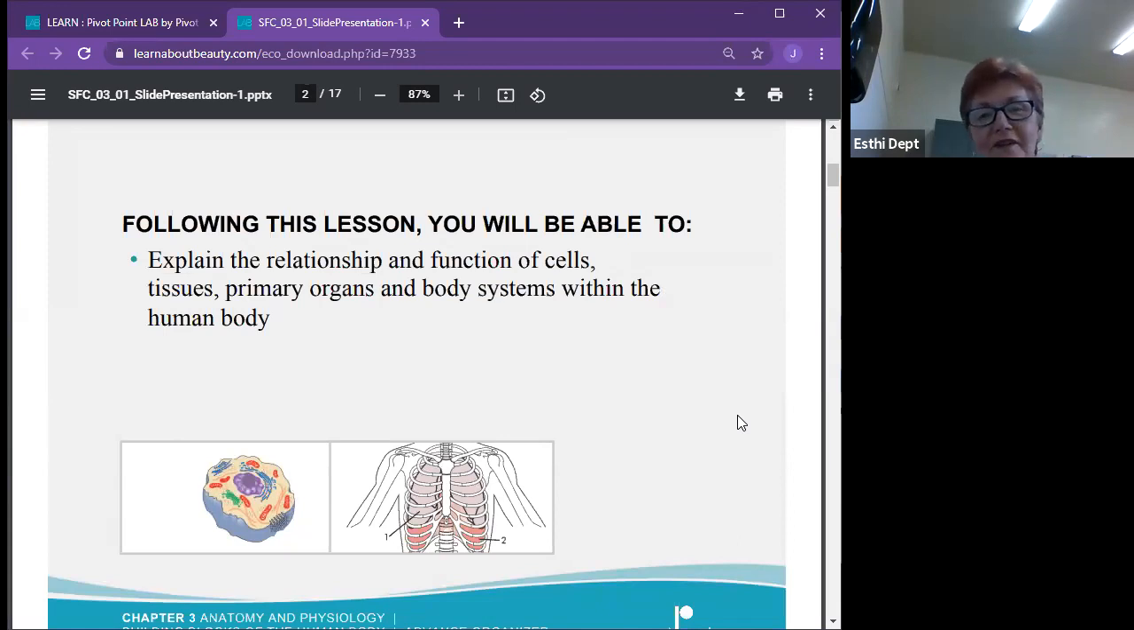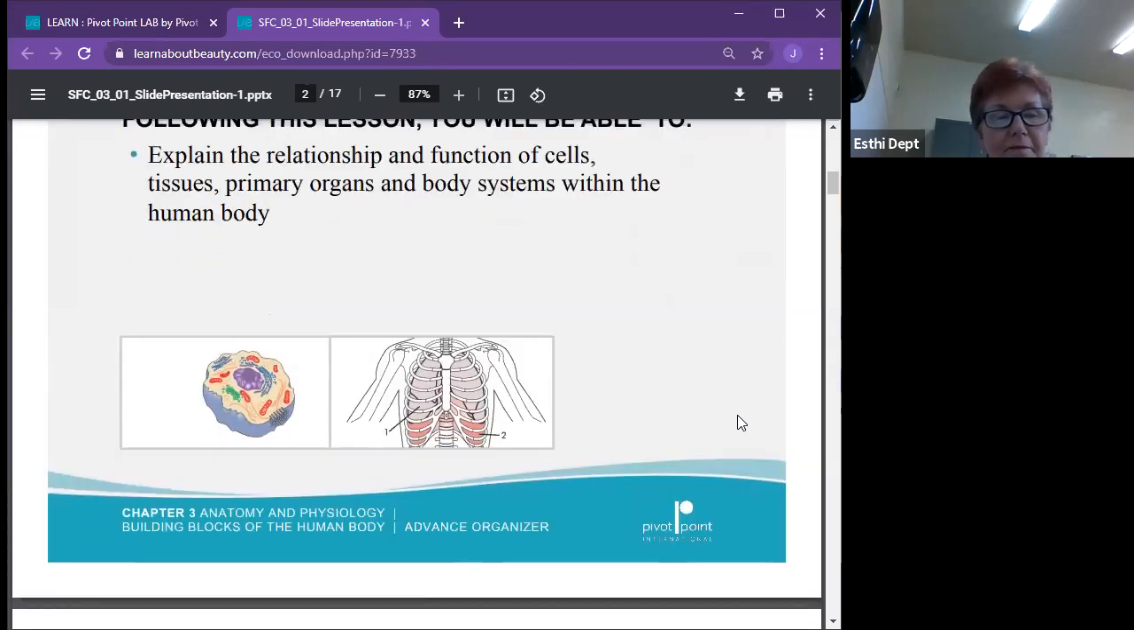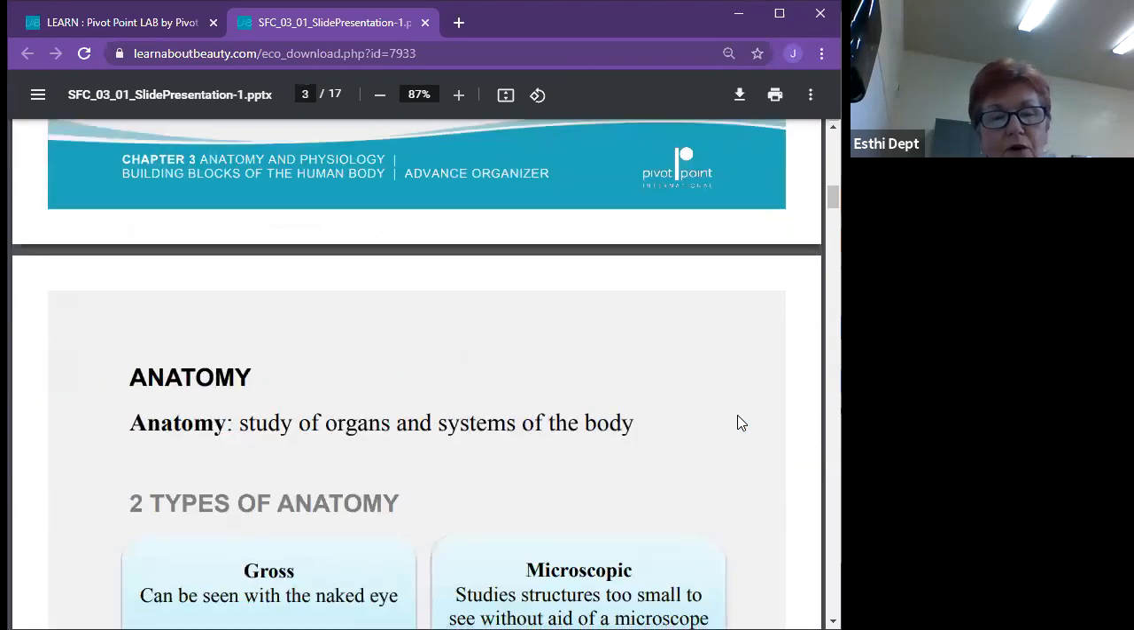All right. So let's start off with anatomy since we don't have that many people in here. We got nine of you, I guess. Anatomy is the study of the organs and systems of the body. So this is basically telling you that same thing. Following this lesson, you'll be able to explain that. Study of the organs and systems of the body.